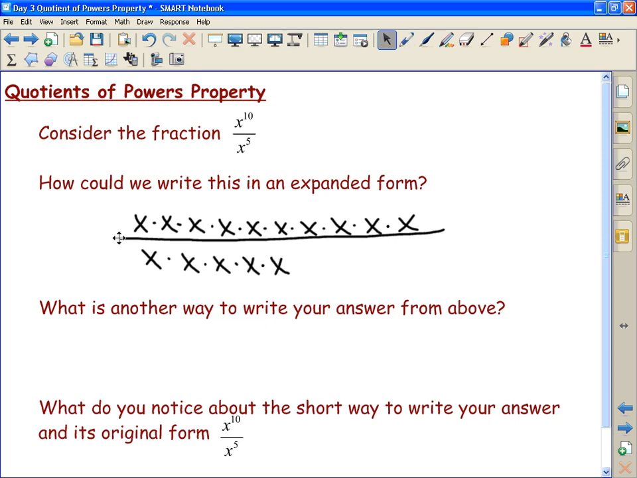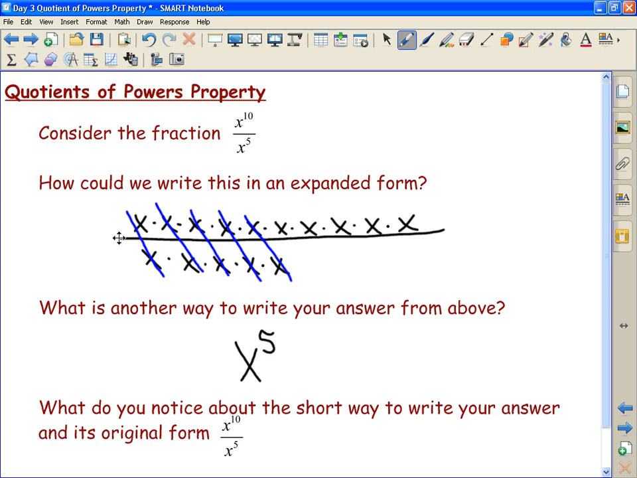Now, what I'm going to ask is, what happens when I have an x on the top of a fraction and an x on the bottom? So what happens when I get x over x, or x divided by x? Hopefully you remember that that means they're going to cancel out. So this x and this x are going to cancel each other out. Same thing here, cancel, cancel, cancel. So what it looks like is that I'm left with some x's just on the top. So another way to write that would be x to the 5th power.